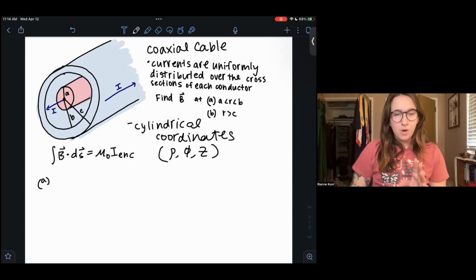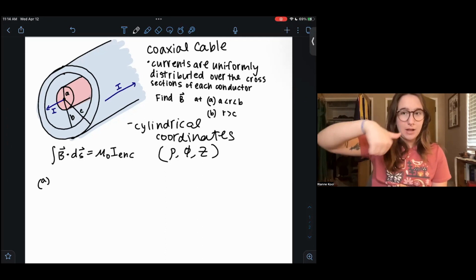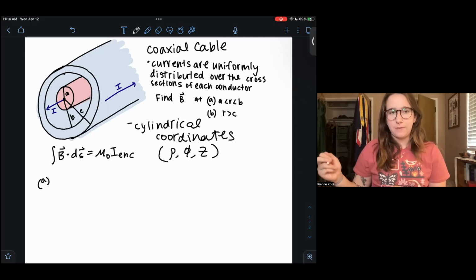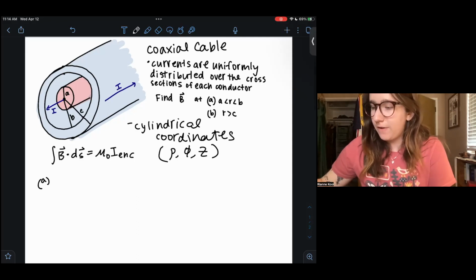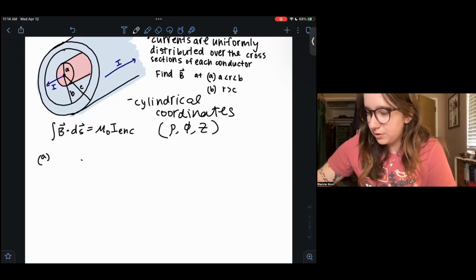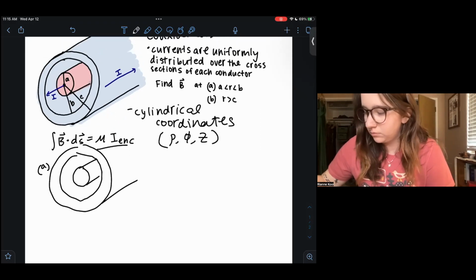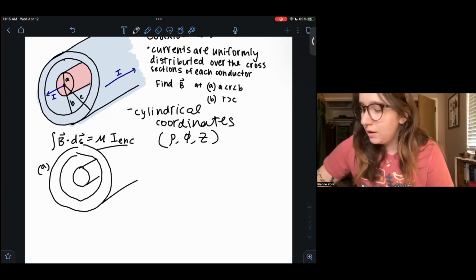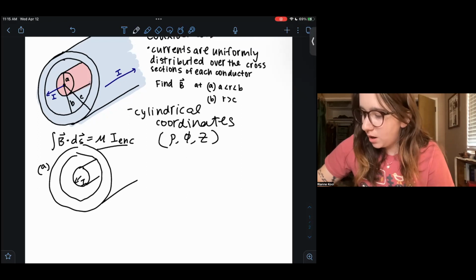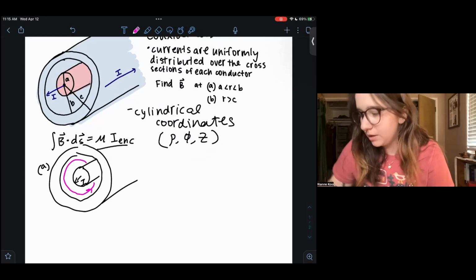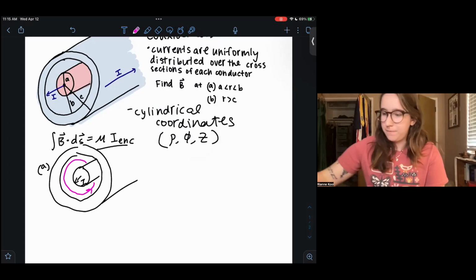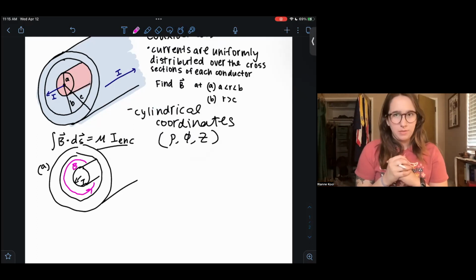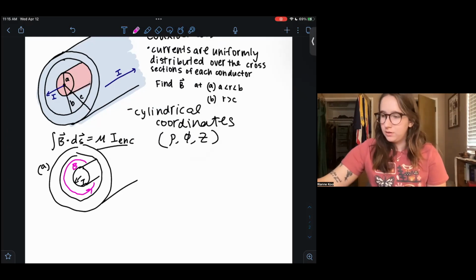Now that we know that, we obviously want to pick an Amperian loop that is circular in nature so that it follows the curves of the magnetic field as it moves around. I'm going to redraw this quickly so you can see what I'm talking about. Okay, so I redrew our coaxial cable. Our I is going this way, and so our B field is going around like this, counterclockwise. That's our B field when we're just looking at the first I, which is this one.